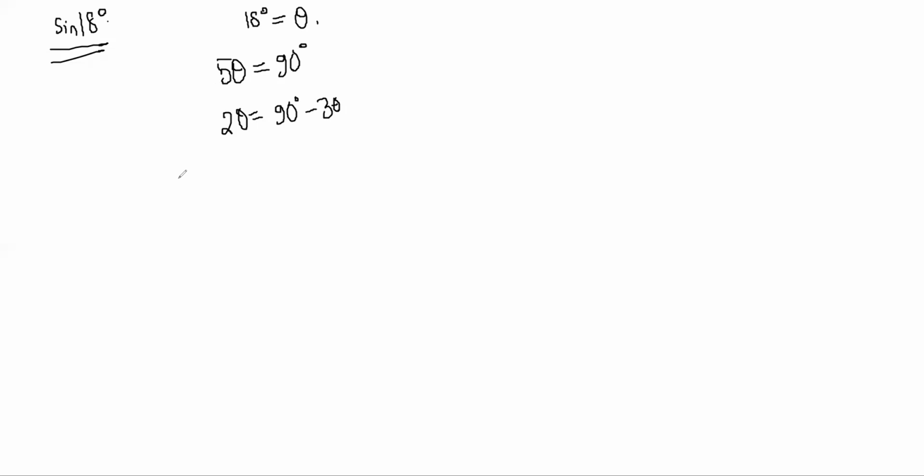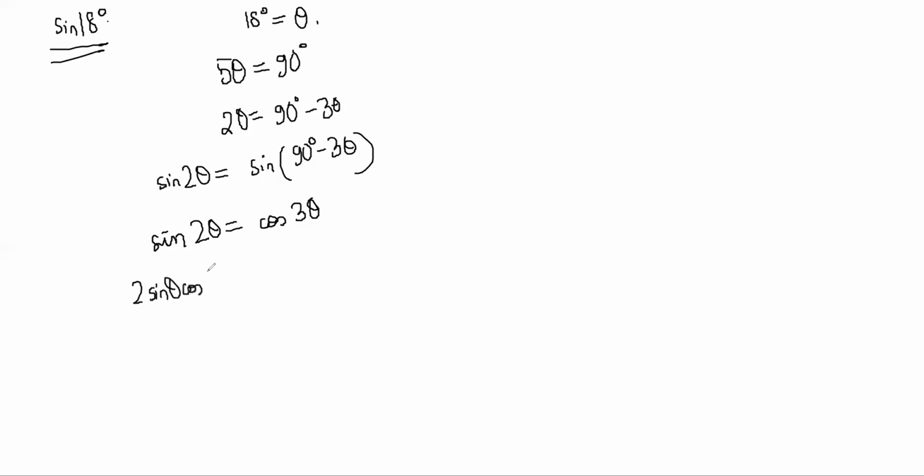Take a sine on both sides. Sine of 90 minus 3 theta. So we have sine of 2 theta is equal to cos of 3 theta, right? So now this can be written as 2 sine theta cos theta, and this is becoming cos 3 theta. This formula is 4 cos cube theta minus 3 cos theta. Cos 3 theta was this, no?